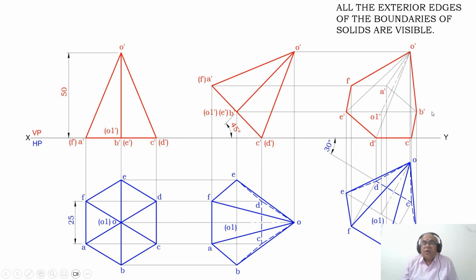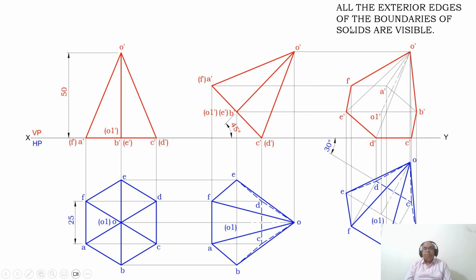Once you do that, now we will join O dash to F dash, O dash to E dash, O dash to D dash, O dash to C dash, O dash to B dash and O dash to A dash. Then join A dash to B dash, then B dash to C dash. Similarly, from A dash to F dash and O dash to E dash, you join with a thin line.